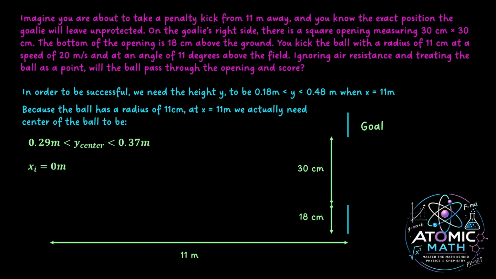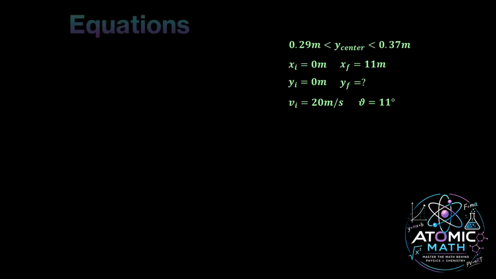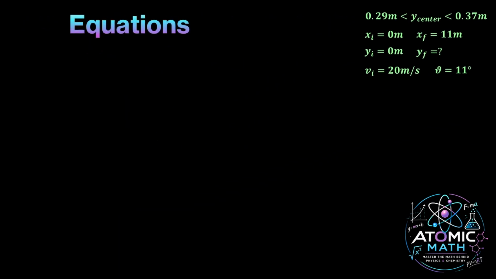We know that our initial x is 0, our final x is 11 meters, our initial y is 0. We don't know our final y yet, that's what we're going to figure out. And we know that our initial velocity was 20 meters per second at an angle of 11 degrees. So now that we have everything pulled out of the question, we have all the data we need, we can now start working with that. And to work with that, we're going to need some equations.